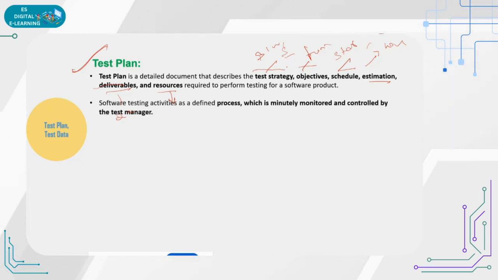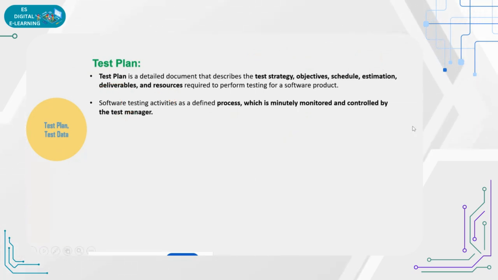And software testing activities are a defined process which is minutely monitored. As I told, here we have the estimation and deliverable, so they will keep on checking what the activity is and how the progress is going. Who will monitor? The test managers will monitor.